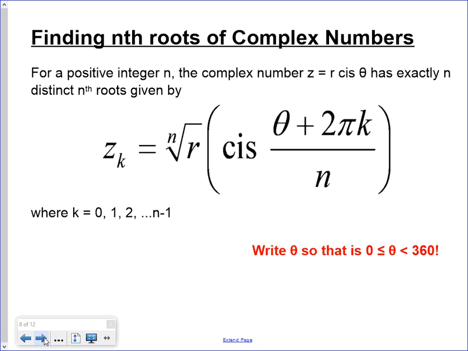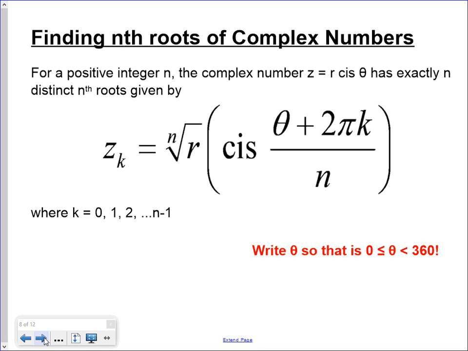Okay, for a positive integer n, the complex number z equals r cis theta has exactly, we can barely see it, it's off the screen, n distinct roots. So if you're taking a cube root, how many roots will you have? 3. If you're taking a fifth root, how many roots will you have? 5. Okay. Well, those will be the distinct roots, and I'll talk more about that once we do one of our examples.